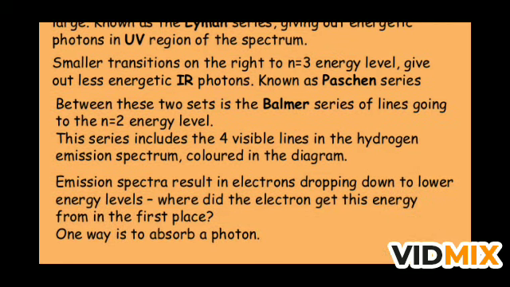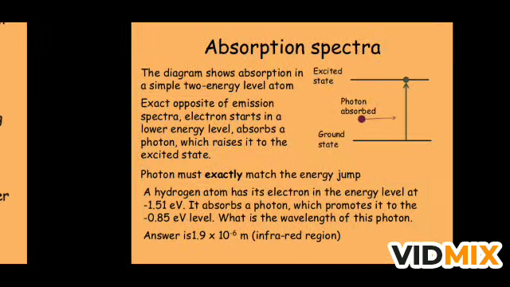Emission spectra result from the electron dropping down to a lower energy level. Where did the electron get this energy in the first place? One way the electron can gain energy is to absorb a photon. When an electron absorbs a photon, it gains energy and goes to a higher level.